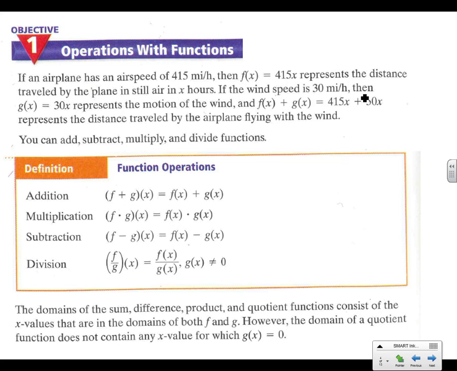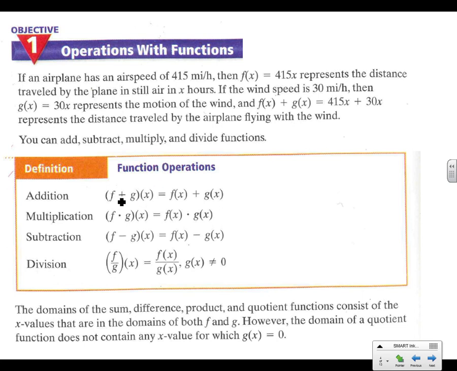If the wind speed is 30 miles per hour, then g of x equals 30x represents the wind. And so if you put them together, a composite here, f of x plus g of x, sorry, not a composite, but just adding the functions together, you'll have 415 plus 30, or 445x, okay? Represents the distance traveled by the airplane flying with the wind. So if you're flying and the wind is pushing you, the wind's behind you, we would go faster than just flying on our own.